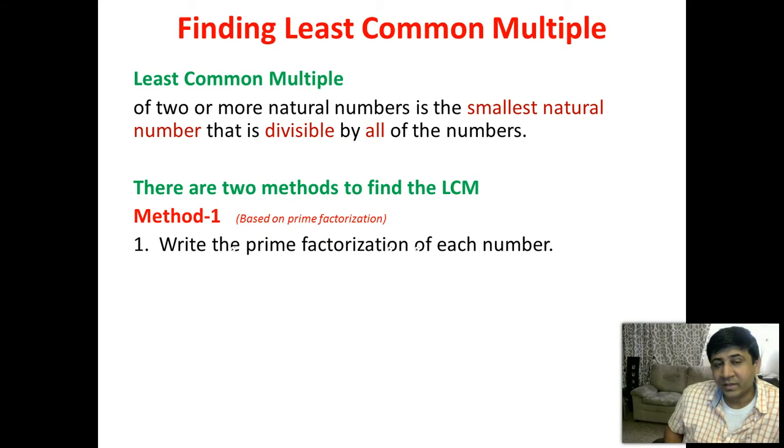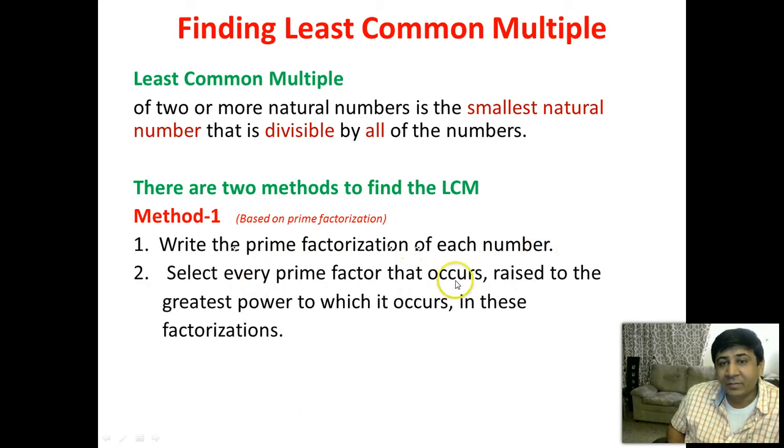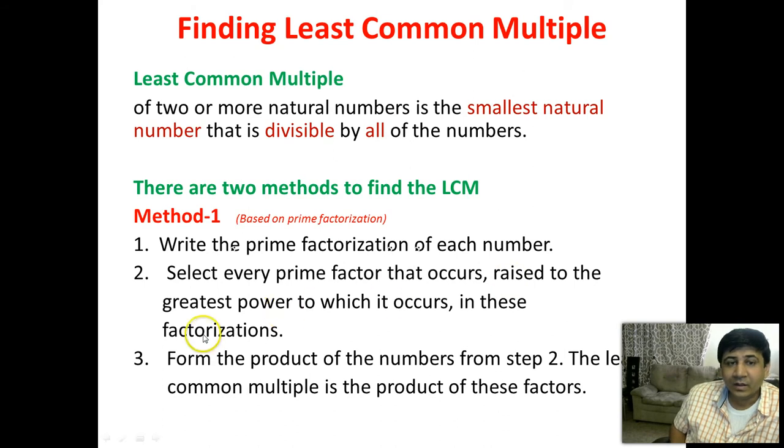According to this method, whatever numbers are given to us, we find the prime factorization of each number and write it down. Then we select every prime factor that occurs, raised to the greatest power to which it occurs. We are looking for the exponent, the greatest power there. Then form the product of the numbers from step 2. Whatever numbers you just selected, form the product, and the LCM will be the product of these factors.